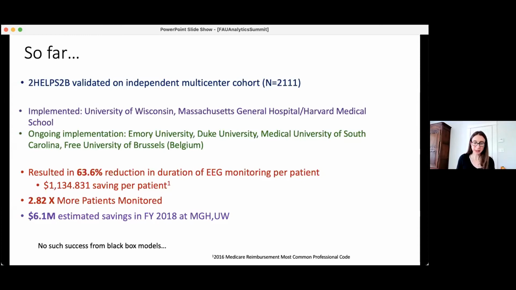Now, you wouldn't have been able to do this with black box models, not nearly at the same level. You wouldn't have been able to get it into practice. You wouldn't have been able to convince doctors to use it. And in fact, there's good reasons why doctors wouldn't really want to trust it if it was a black box.